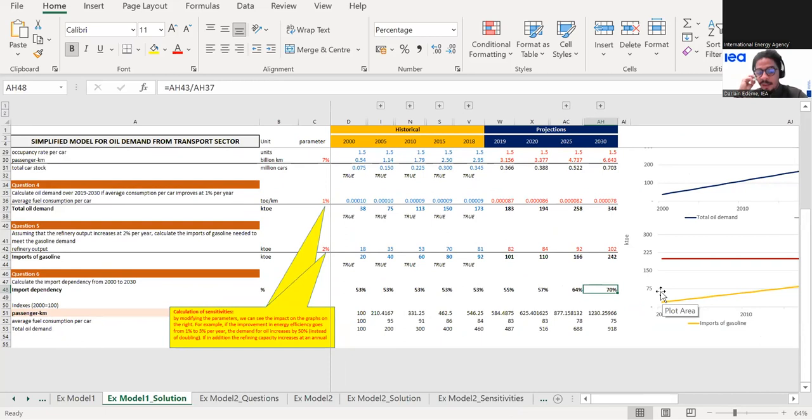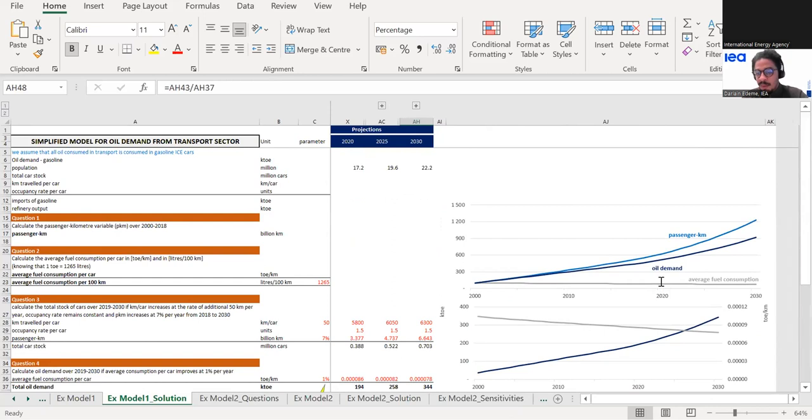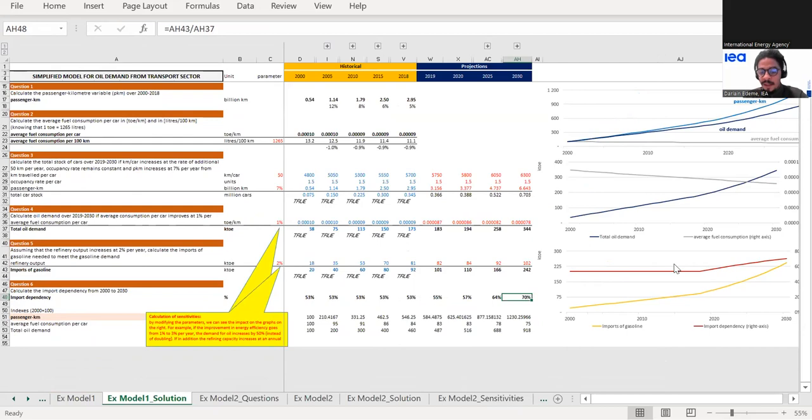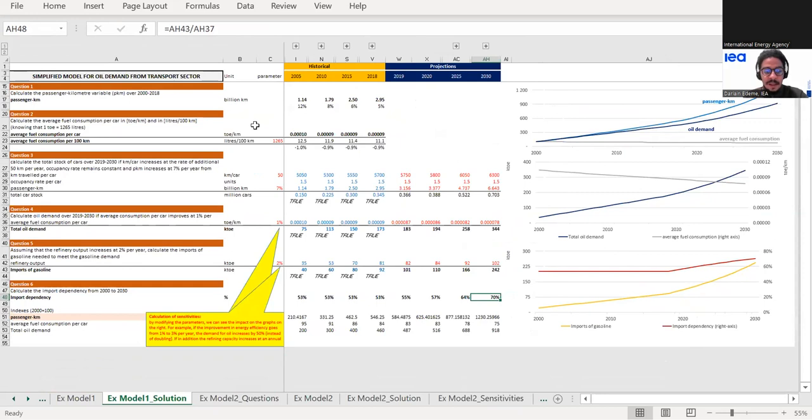Then, as you told me, you all work with Excel, so I don't think I will be showing you something new, but you can clearly plot all these data we calculated, the result of our modeling exercise. And you can see how changing the input parameters changes the results. For example, if we put the refineries capable of increasing their output at a 3% rate, how this will change the import dependency and also the import of gasoline needed from other countries and providers, lowering the import dependency. This is more or less the idea of this exercise.